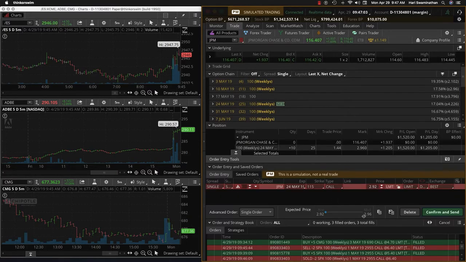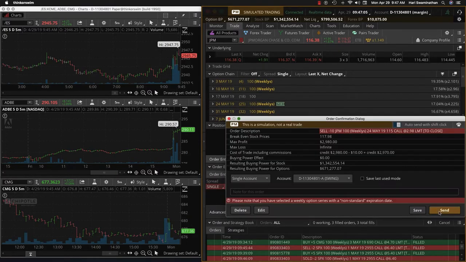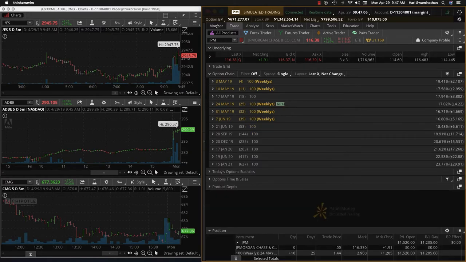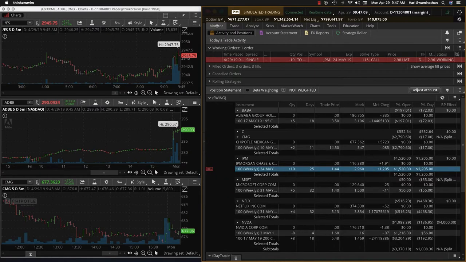JP Morgan wanted to close off one position anyway. We had about seven positions open, so wanted to close that. Anyway, so this should work and we'll get that filled out.